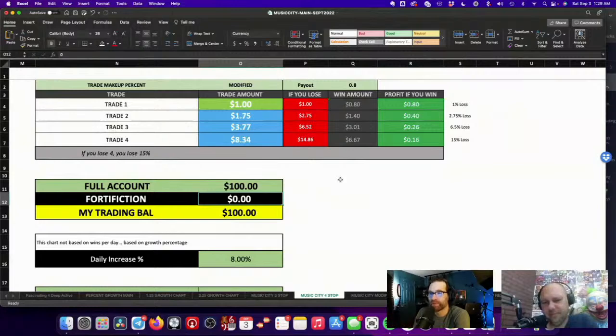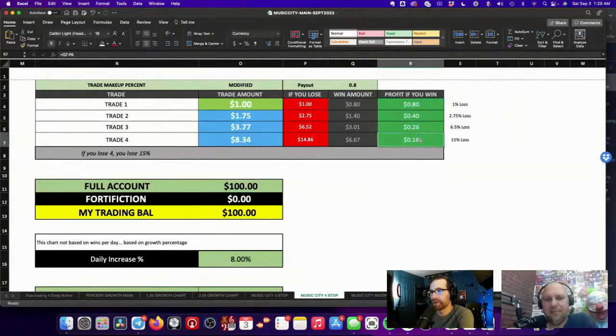Like one night we lose 4 trades. That will set you back 15%. So you'd have $85. Then you would keep going from there. If you lose 4 trades again, you go back another $15. So you just have to not go to a fourth trade. At 80% payout, you win different amounts.